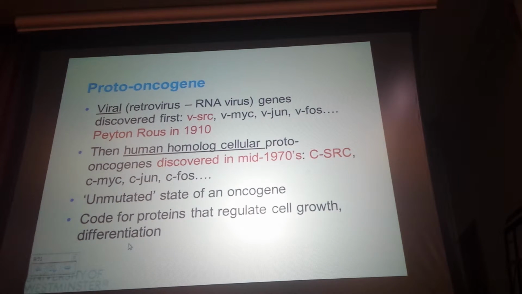So oncogenes are actually the mutated version of proto-oncogenes. Proto-oncogenes are genes that we have in our genome, and they are not mutated. They code for proteins that regulate cell growth and differentiation. To give you a bit of history, the first proto-oncogenes were discovered in 1910 by Peyton Rous, who was working on chicken sarcoma.